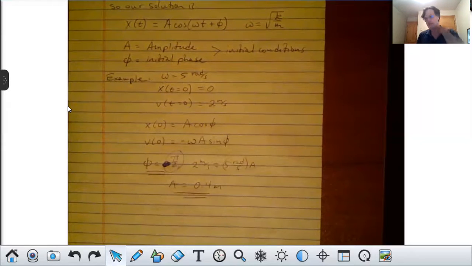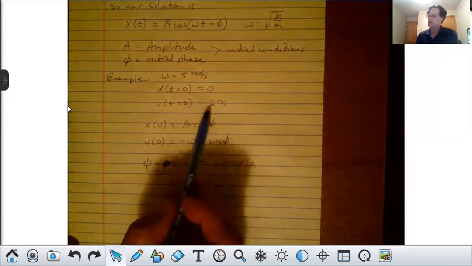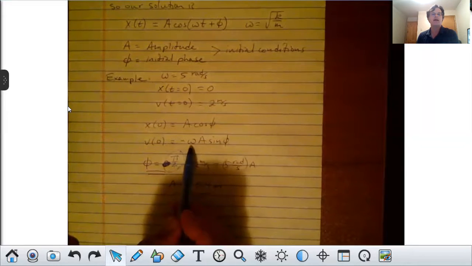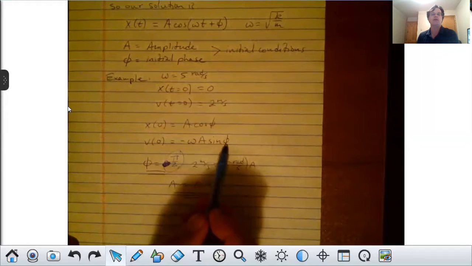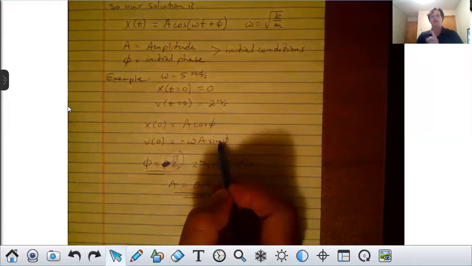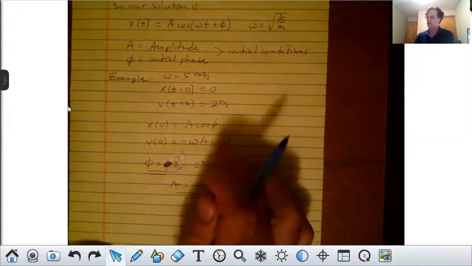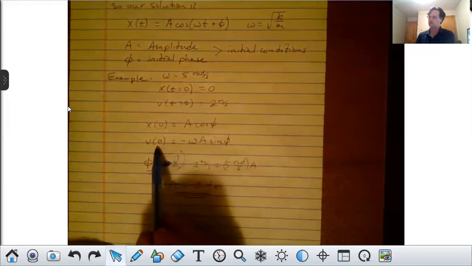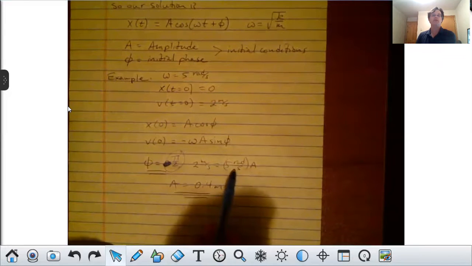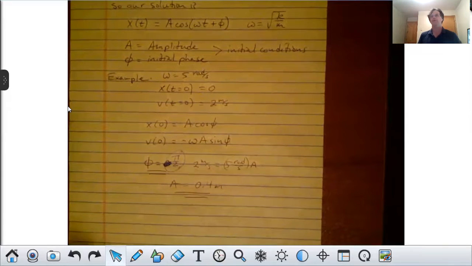Now the second initial condition will give me the amplitude here. If I take my derivative, my velocity, remember it was negative omega A sine of omega t plus phi. Now t is 0, so I get sine of phi. Now phi is pi over 2, which gives me 1. Sine of 90 degrees, or pi over 2, is equal to 1, right? So v at time equal to 0, my 2 meters per second, is equal to 5 radians per second, omega, times A. I can solve for A, and I get 0.4 meters.